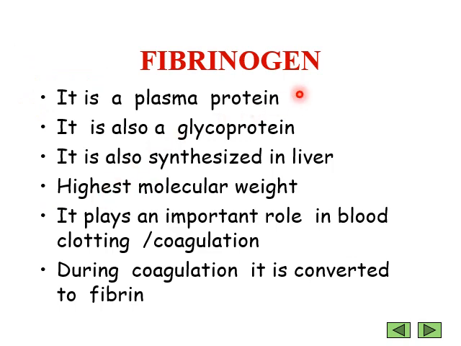The last plasma protein is of highest molecular weight, but it is less in concentration. It's also a plasma protein, also a glycoprotein, and it's synthesized in the liver. It has the highest molecular weight. And what is its role? Its role is in blood coagulation. During the process of coagulation, it is converted into fibrin, and it forms a meshwork of fibrin, which helps the blood to clot.